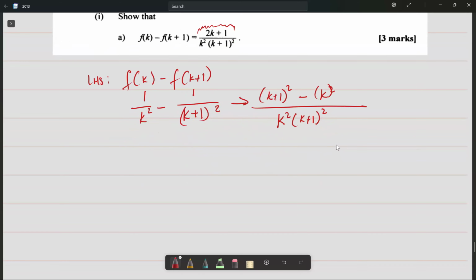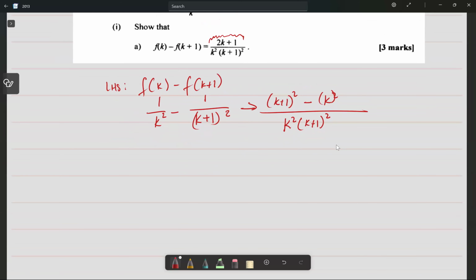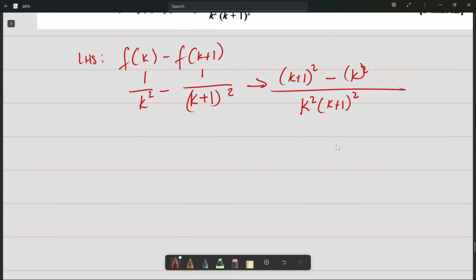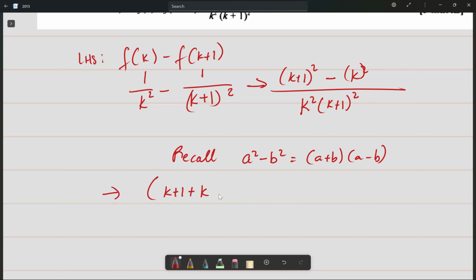Now, before expanding it, because you can expand it definitely, we could also realize that this is a difference of 2 squares. And we can recall that a squared minus b squared is equal to a plus b, a minus b. So in this case, it would become k plus 1 plus k multiplied by k plus 1 minus k, all upon k squared times k plus 1.